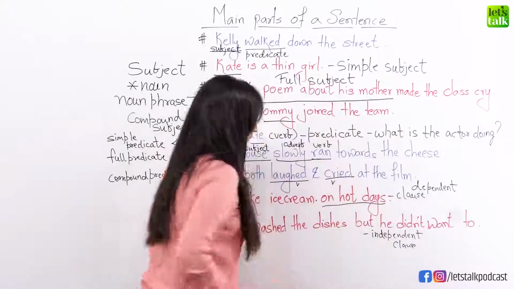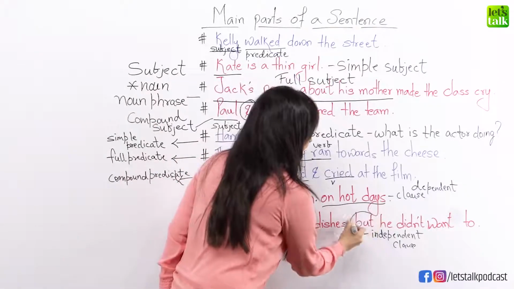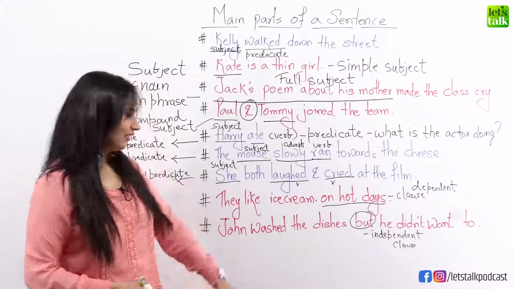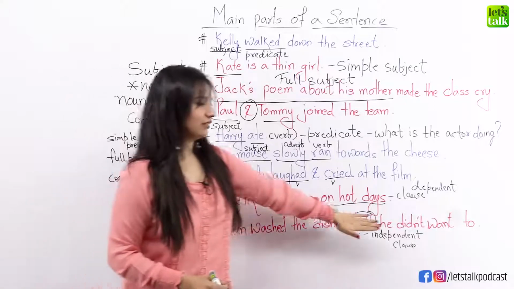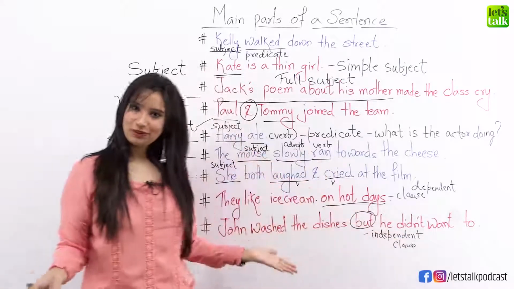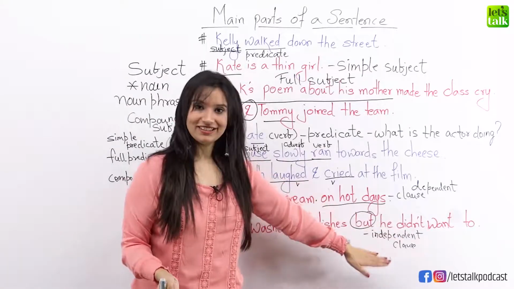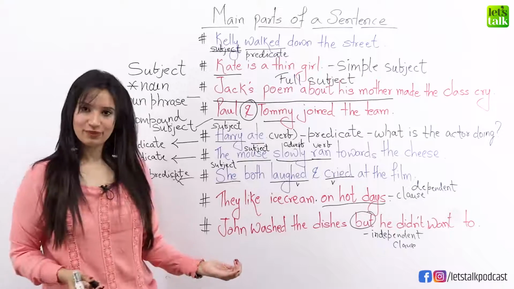And how do we join them? We have joined them by using the word but. However, just to help you remember, John washed the dishes can stand by itself, but he didn't want to, this can also stand by itself. Therefore, the second part of the sentence is an independent clause and it's not dependent on the first part.